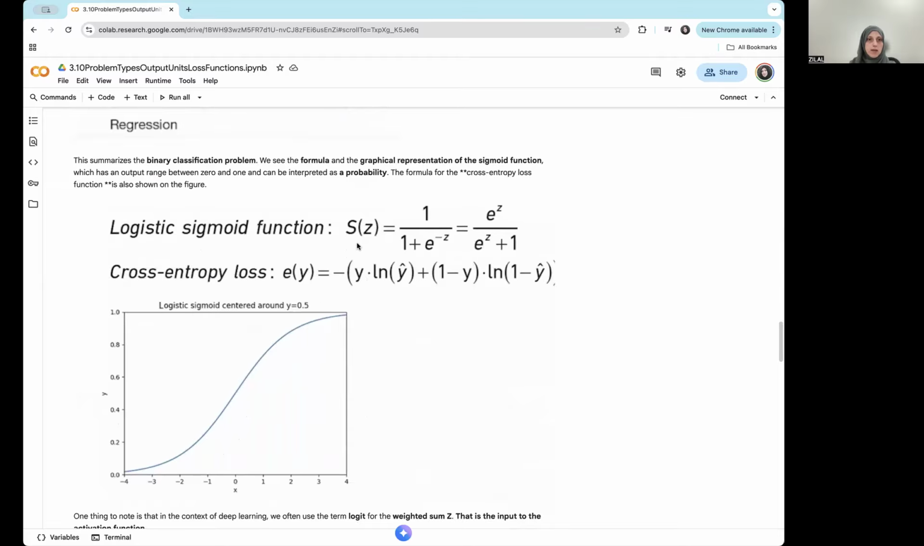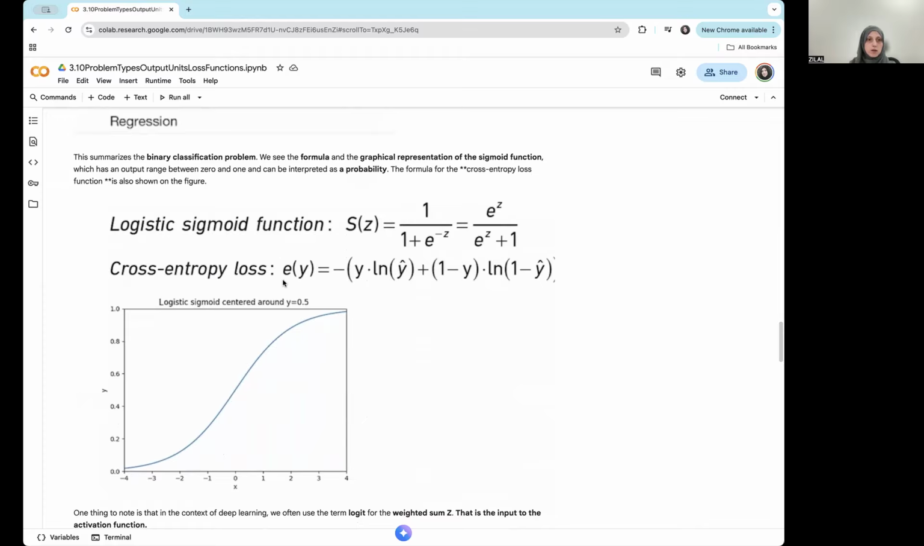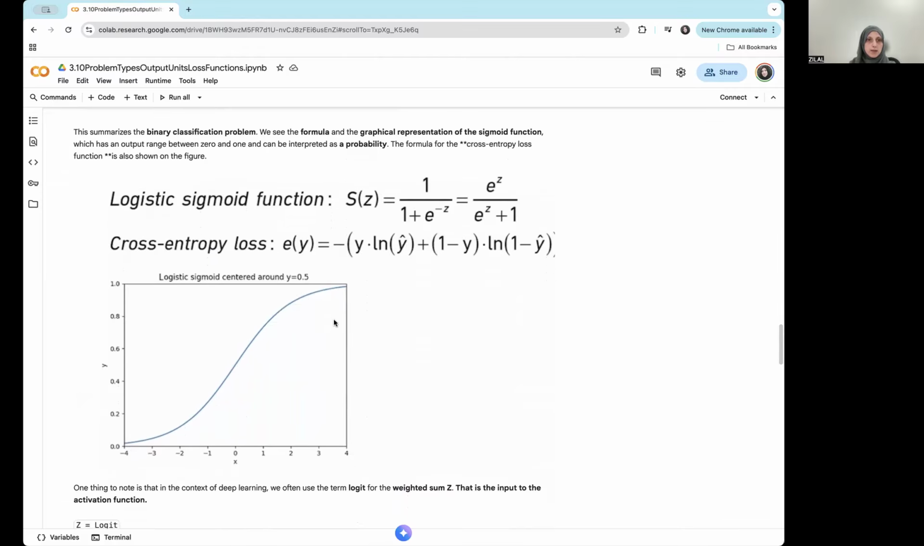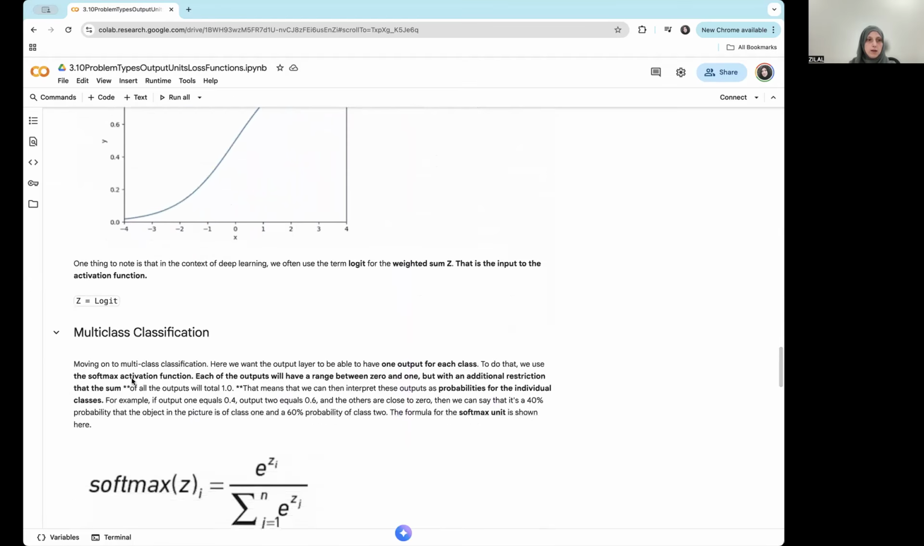This formula is the logistic sigmoid function, and this is the cross-entropy loss. This is the sigmoid function. As you can see, it ranges between 0 and 1.